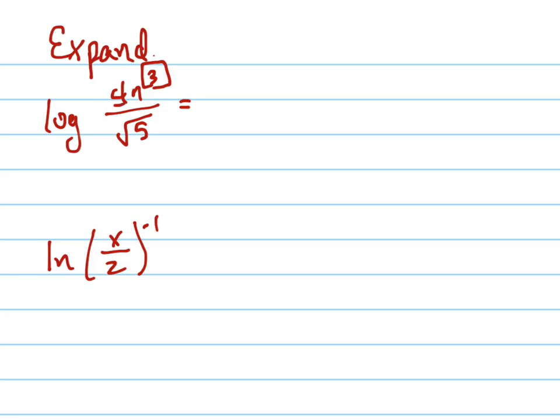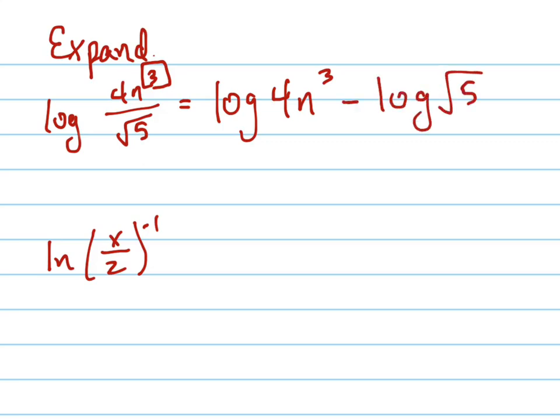So we're going to use the one rule that says that if you're taking the log of a quotient, you can turn that quotient into a difference. So I take it's log of 4n cubed minus log root 5. And then these ones can be further simplified right here. So that's like 4 times n cubed.